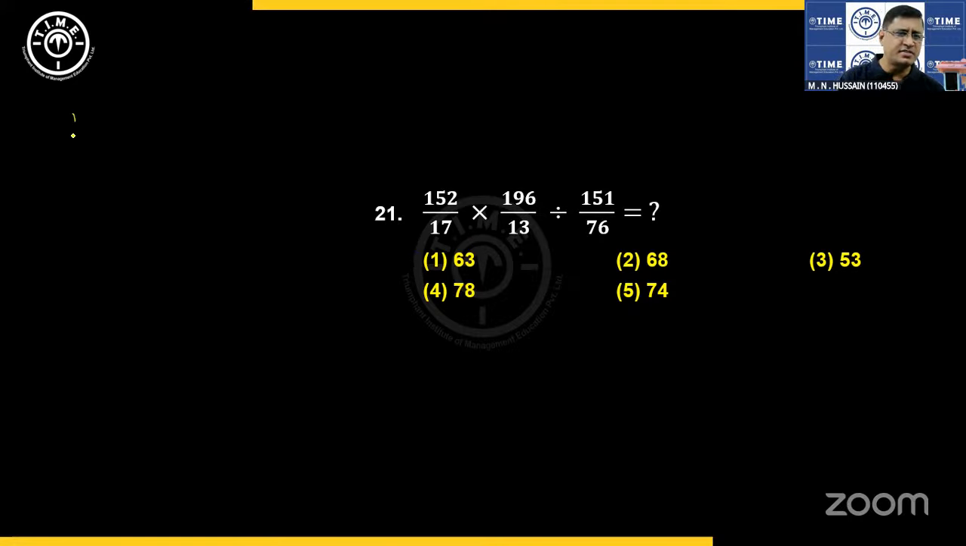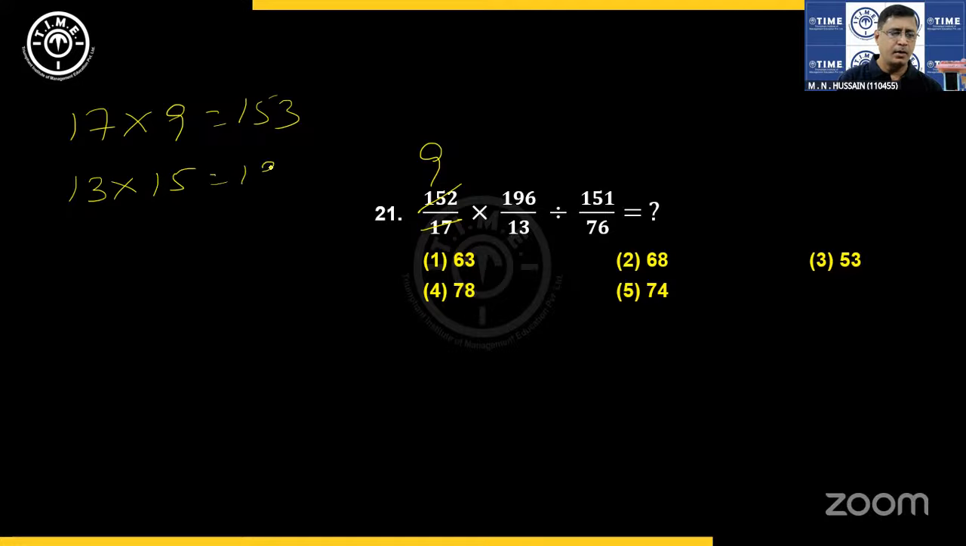Dear students, 17 into 9, that is 153. Means here it goes exactly 9 times. 13 into 15, 195. So here it goes how many times? 13, 15 times. Divided by means I'm writing here into.